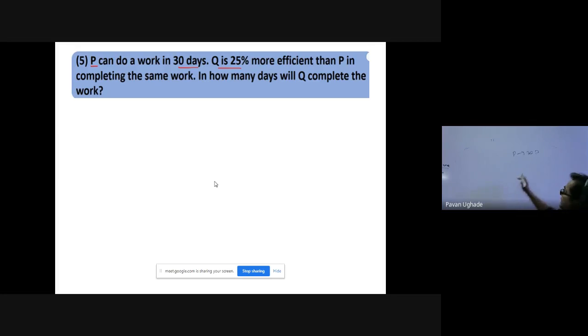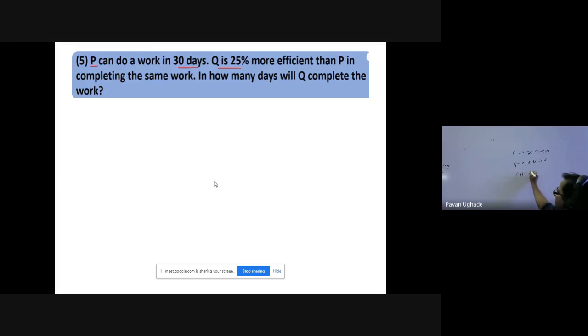If P is 100% efficient, then Q is 125% efficient. That means there is a 25% difference between P and Q. Q is 25% more efficient than P in completing the same work. If Q is more efficient, then the number of days taken will be less. And we have seen one relation, if you remember. I'll give you another, very shortcut way, and I'll explain it programmatically as well.